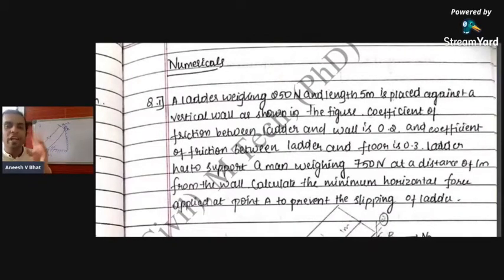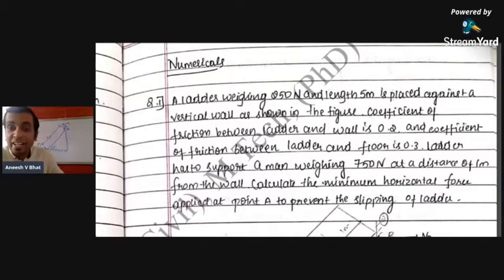So here you have two values for coefficient of friction. In all the previous problems, you had only one value of coefficient of friction, because here you have two surfaces, the wall and the floor. So coefficient of friction between wall and ladder is 0.2 and between the floor and ladder is 0.3. The ladder has to support a man weighing 750 Newtons at a distance of 1 meter from the wall. So this 750 Newton is the external load, which is 1 meter from the top of the ladder.